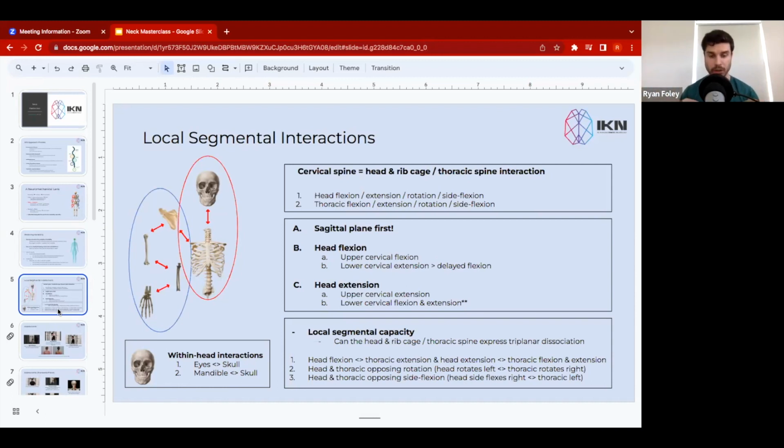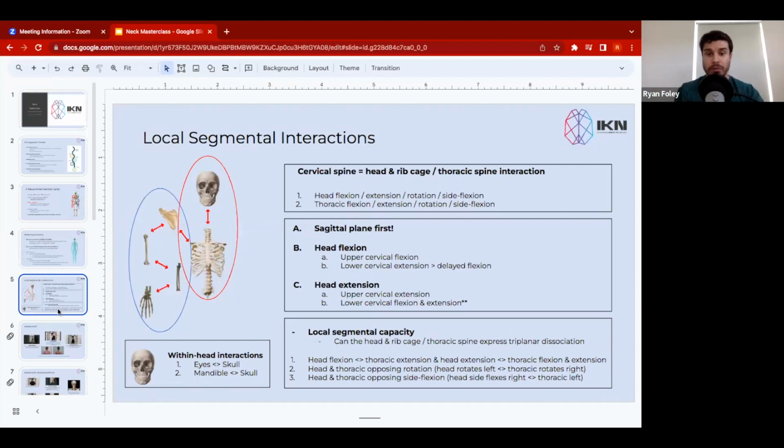So we can look at head flexion, head extension, rotation of the head, side flexion of the head. We can look at thoracic flexion, thoracic extension, rotation of the thoracic spine, and side flexion of the thoracic spine. Okay, each of those directions and how they interact with each other, the head and the thoracic spine and rib cage, will have an influence on how the cervical spine moves. So for example, if they both move in the same direction, I'm not really getting a huge amount of rotation in the cervical spine. If they move in opposing directions, I'm getting a lot more rotation in the cervical spine.